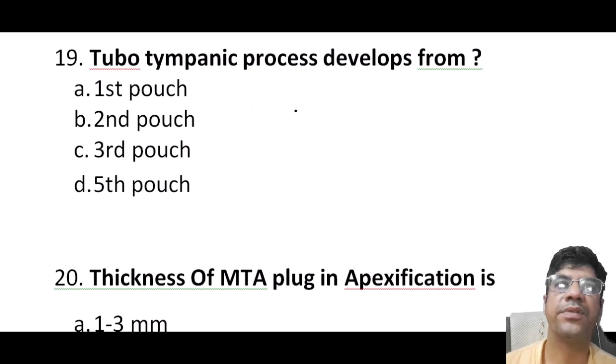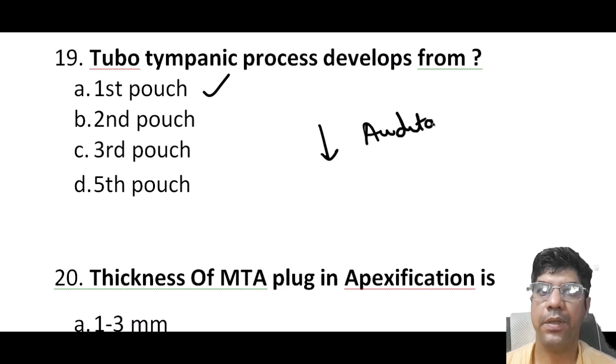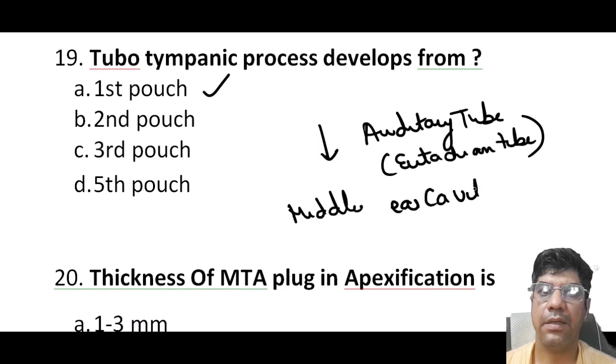The tubotympanic process develops from, well, the answer is the first pharyngeal pouch. So during embryonic development, the tubotympanic recess extends from the first pharyngeal pouch. This extension is formed by the endodermal lining of the pouch. The tubotympanic recess ultimately gives rise to the auditory tube, that is the eustachian tube, and the middle ear cavity. So the answer is A.